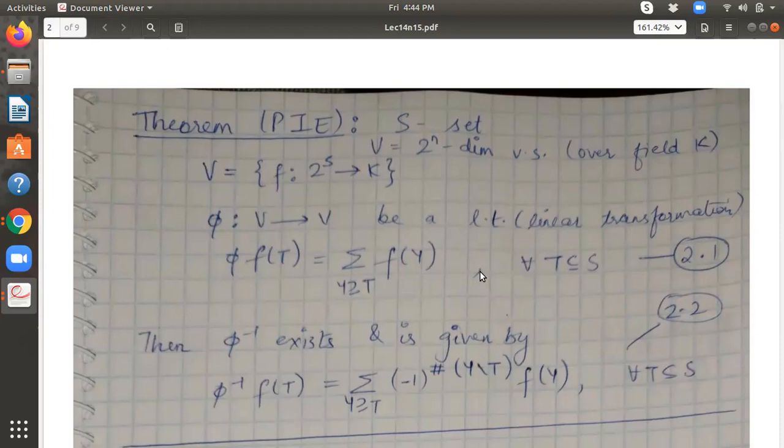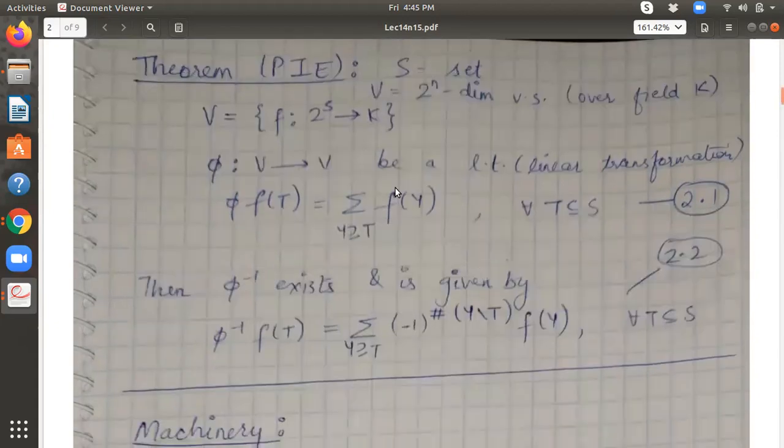So we consider a linear transformation defined by phi of f of T is given by the summation of f of Y, where Y is running over all those sets which contain the set T. Under this, what the principle of inclusion-exclusion says is that phi inverse, the inverse of this linear transformation, exists, and furthermore it is given by phi inverse of f of T.